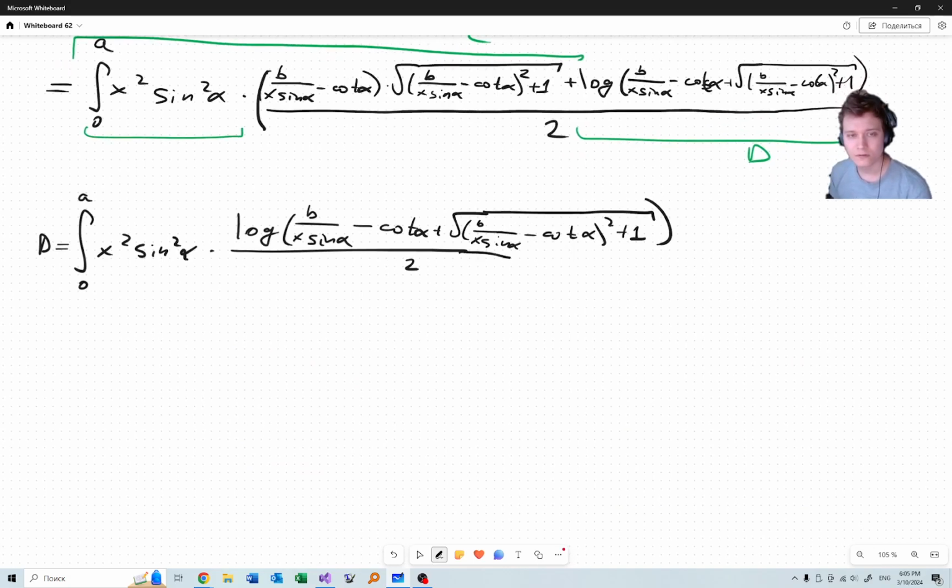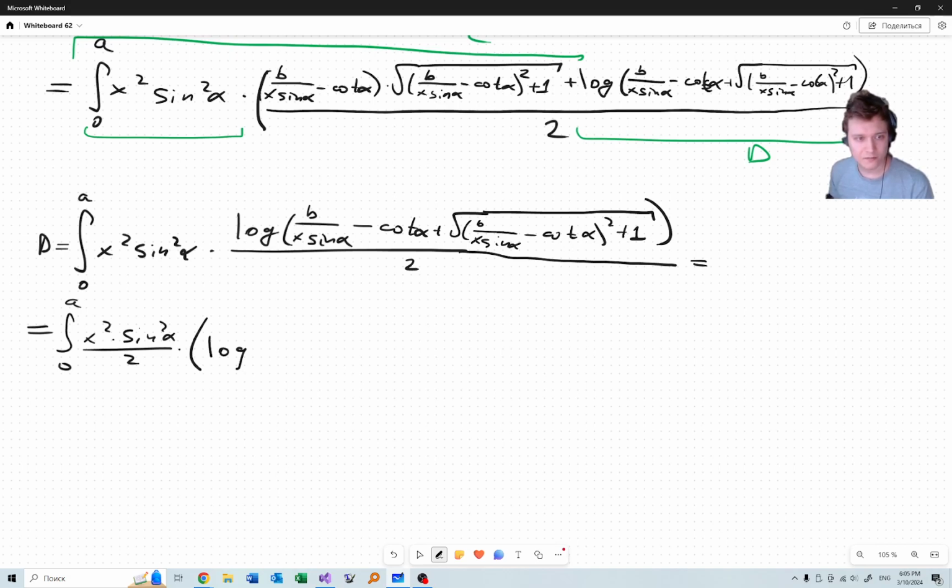As we know, the logarithm of any ratio is the difference of two logarithms. So let's say that I have logarithm of this thing times x sine alpha, and then minus logarithm x and minus logarithm sine alpha. So first of all, let's multiply everything here but x sine alpha by x sine alpha.